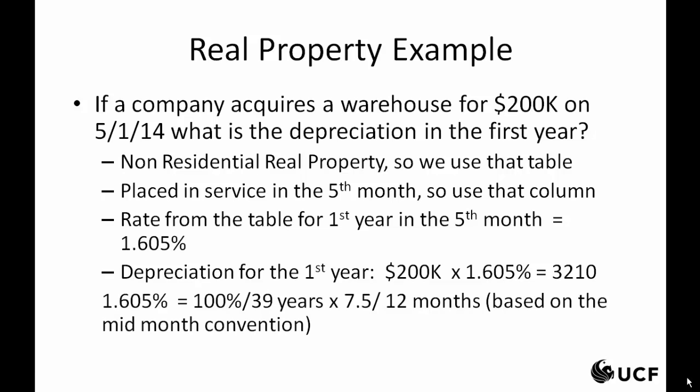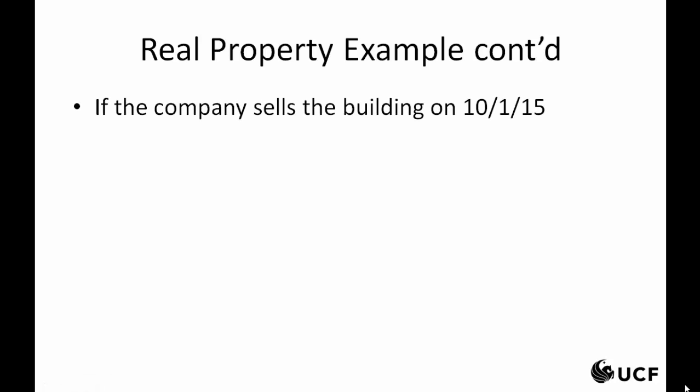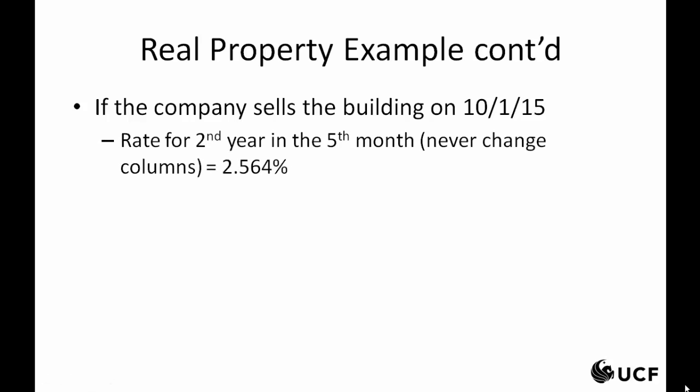Just so you know, the 1.605% comes from taking 100%, dividing it by the number of years we're going to depreciate it over, in this case 39 years, and multiplying it times 7.5%, 7.5 out of 12 months based on the mid-month convention. Continuing this example, if the company sells the building on October 1st of 15, then what we need to do is take the rate for the second year in the 5th month.